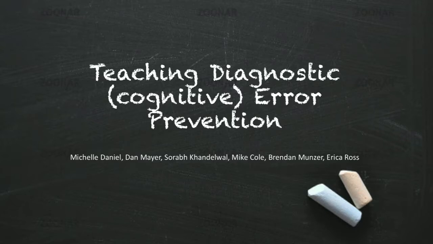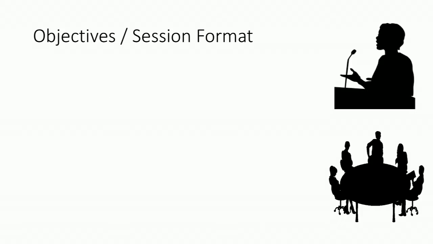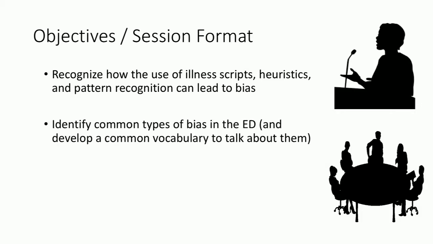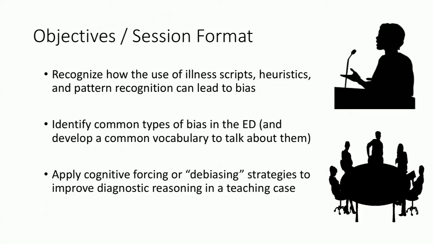Great, so let's get started. By the end of this session, you should be able to recognize how the use of illness scripts, heuristics, and pattern recognition can lead to bias, identify common types of bias in the emergency department, and develop a common vocabulary to talk about them. And then we want to teach you how to apply cognitive forcing or debiasing strategies to improve diagnostic reasoning when you're teaching cases. So we're going to begin with about a 15-minute overview of cognitive processes and debiasing, and then you're going to spend the bulk of the session working in small groups on a case, and then we're going to have a wrap-up with a report out of key lessons learned.